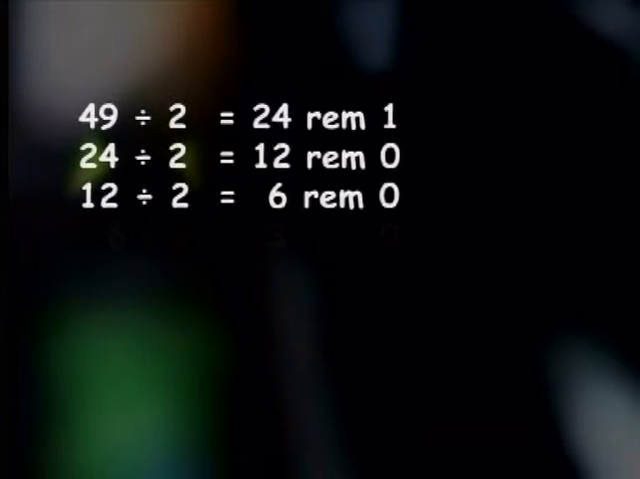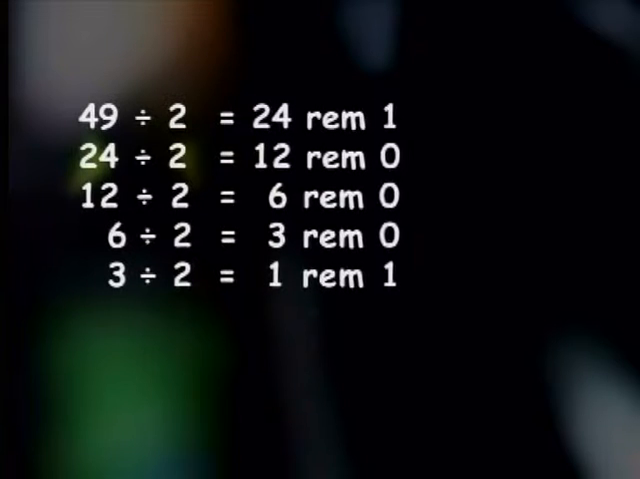12 divided by 2 is equal to 6, remainder 0. 6 divided by 2 is equal to 3, remainder 0. 3 divided by 2 is equal to 1, remainder 1. 1 divided by 2 is equal to 0, remainder 1. We must carry on until we get 0. The last answer will always give you 0, remainder 1.